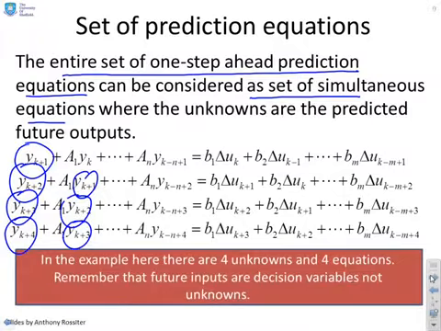We've got 4 unknowns, 4 equations, and you're reminded that all these future u's are not unknowns, they're decision variables, they're things that you are going to choose.